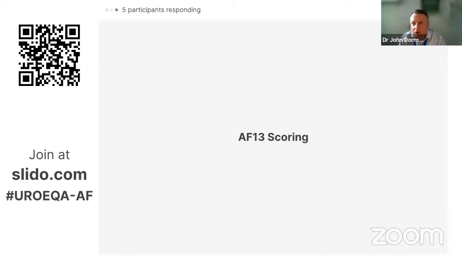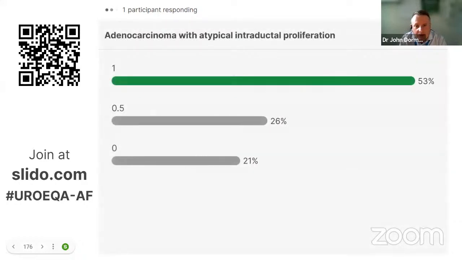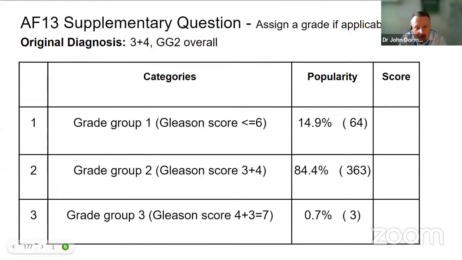Okay, I think we've got 110 or so. So adenocarcinoma gets 1, and adenocarcinoma with AIP also gets 1. With then Gleason scoring it, grade group 1 was favoured by 15% of participants. Grade group 2, which was favoured by the vast majority of participants, nearly 85%. And grade group 3, which is 4+3, was favoured by 3 participants.